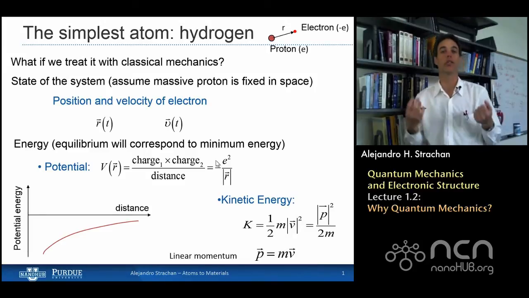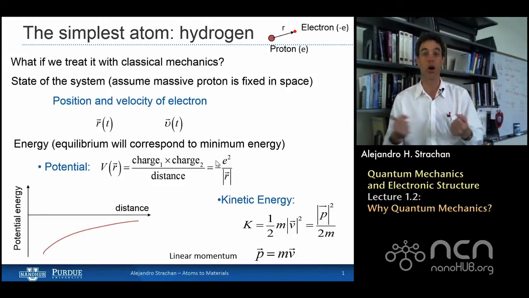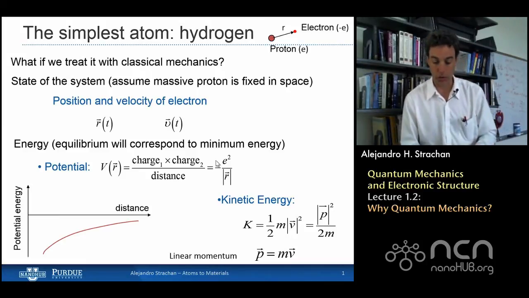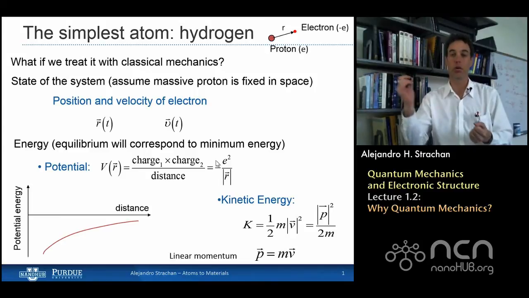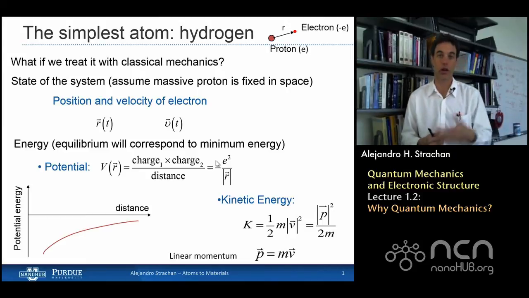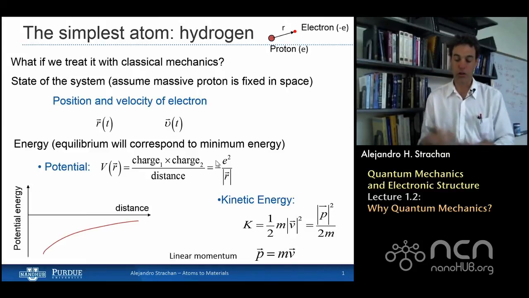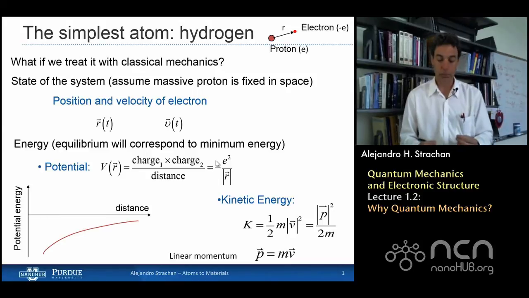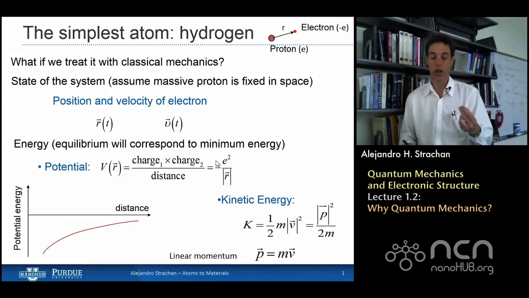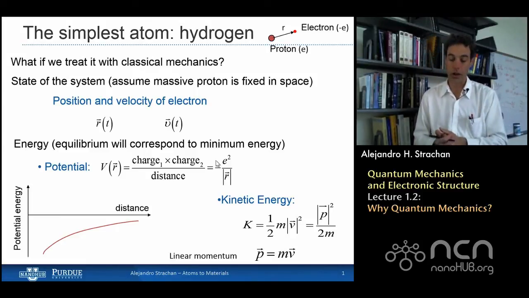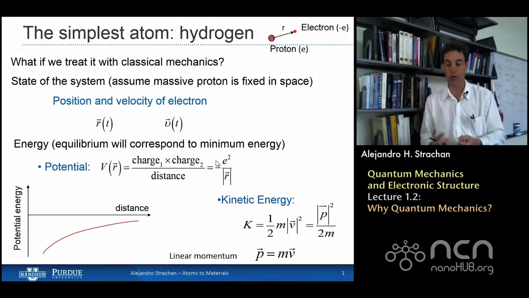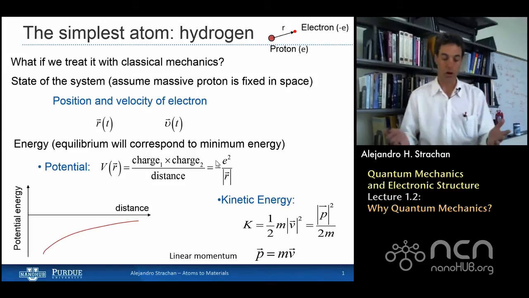The other component is kinetic energy, okay? It's the energy associated with the motion of the electron. And all of you would know that the kinetic energy of a moving particle is 1/2 times its mass times v squared, okay? 1/2 mv squared. And we're going to write that in a slightly different way in terms of the linear momentum, okay? The linear momentum is mass times velocity. It's typically called P, okay? And the kinetic energy can be written as P squared over 2m, okay? It's the same expression. All right, so that's great.